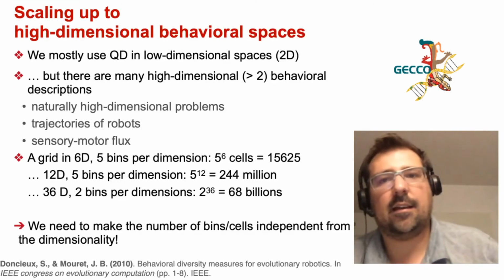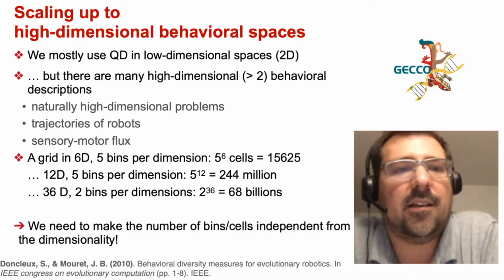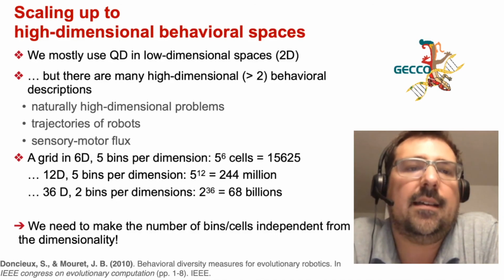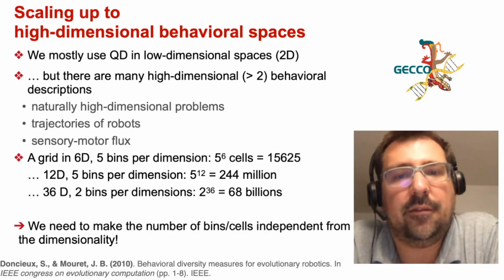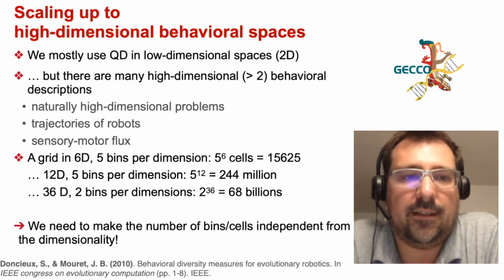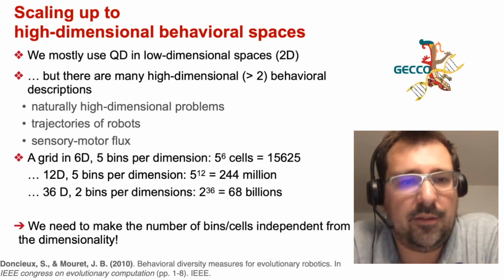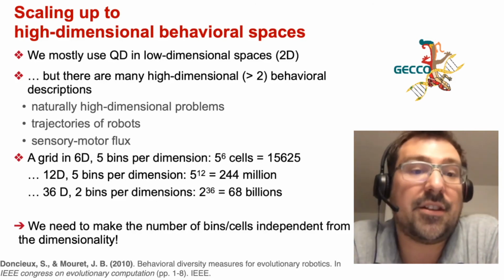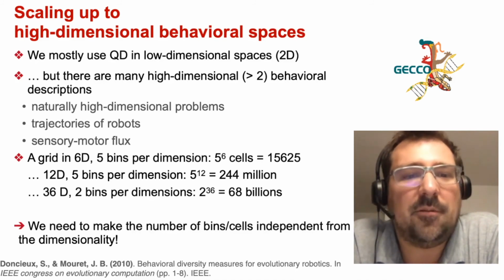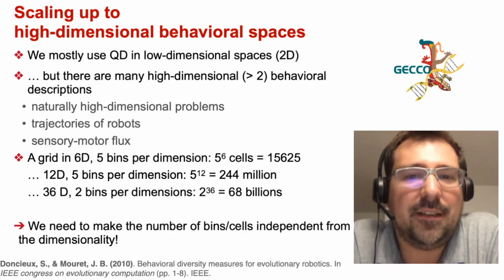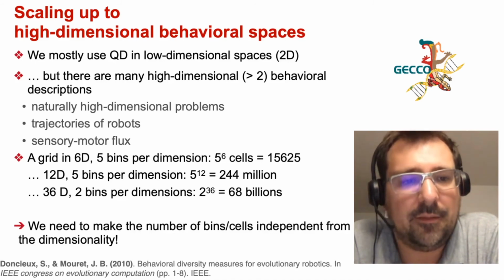The second point that I wanted to explain in that tutorial is how we scale up to high-dimensional behavioral spaces. So far we mostly use quality diversity algorithms in low-dimensional behavioral spaces, two-dimensional, but there are many high-dimensional behavioral or feature descriptions. For instance, trajectories of robots. Most of the interesting problems that you can think about, two dimensions is usually very little to describe the behavior of something.